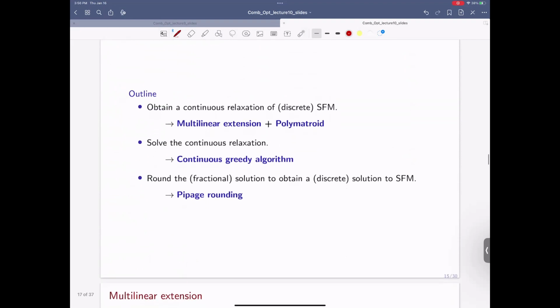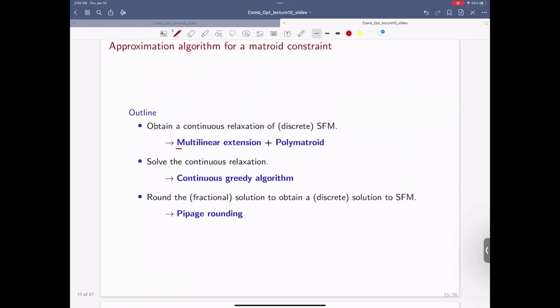And we take something called a multilinear extension to relax the objective function. And we take the polymatroid to replace the solution set. And then we apply something called a continuous greedy algorithm. It's an extension of the greedy algorithm we talked about. And we apply the method called pipage rounding to get a subset from this fractional solution.